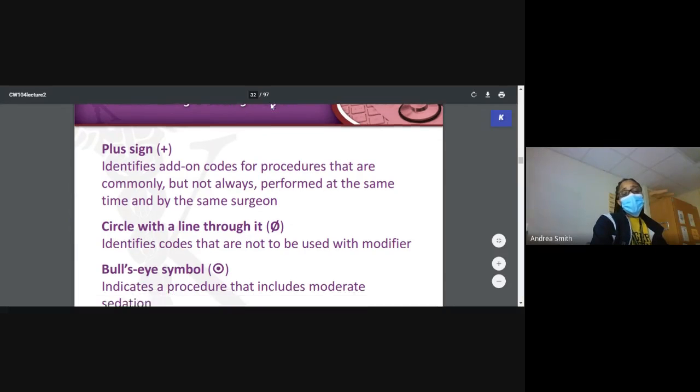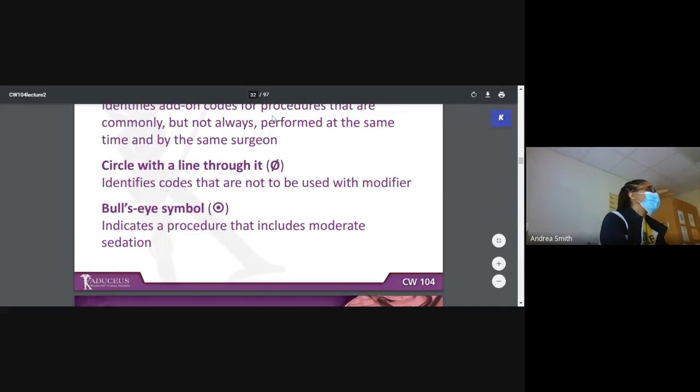I haven't seen a lot of the circle with a line through it, but a circle with a line through it signifies that a code should not be used with a modifier. So at the bottom, you should see the little slash. It says Modifier 51 exempt. A bullseye symbol indicates a procedure that includes moderate sedation, meaning it has some type of anesthesia.